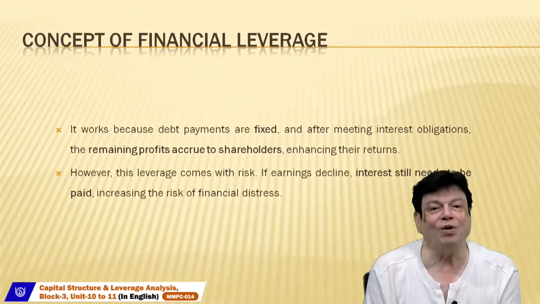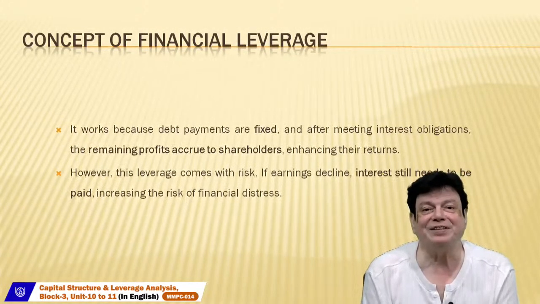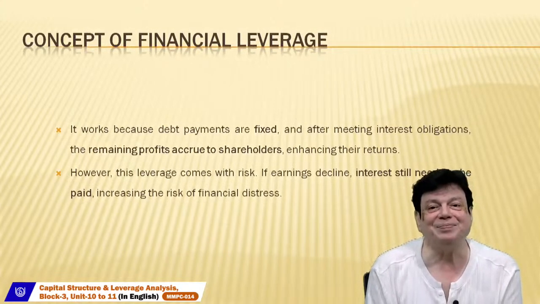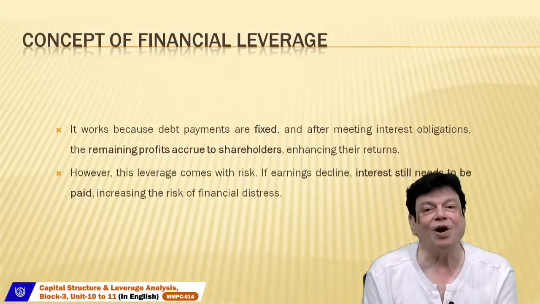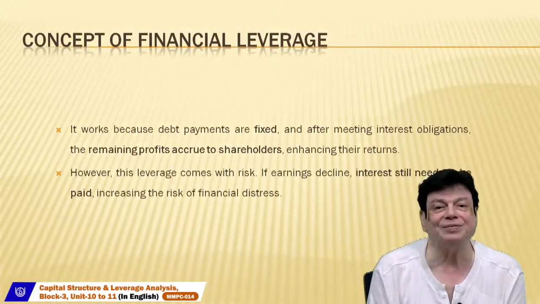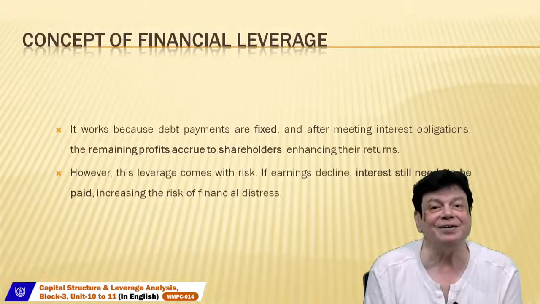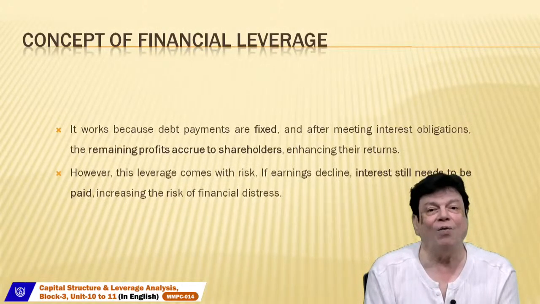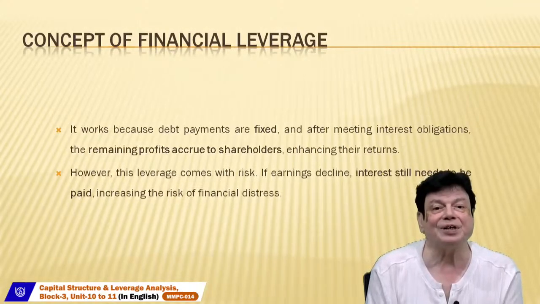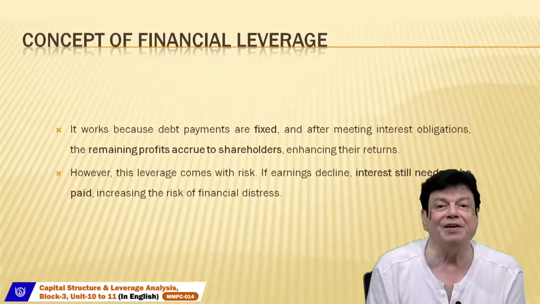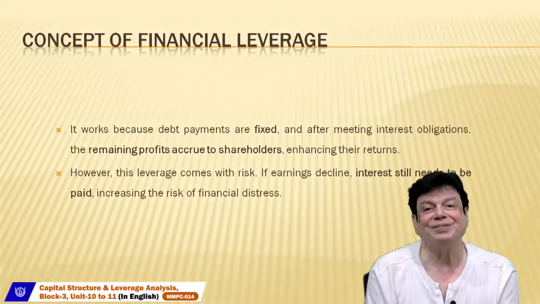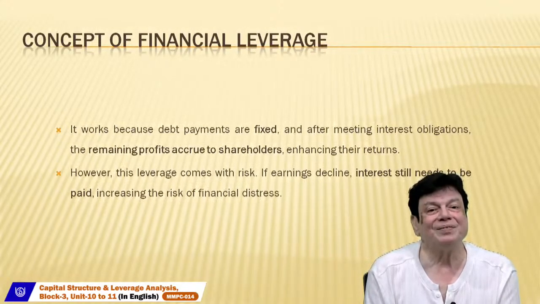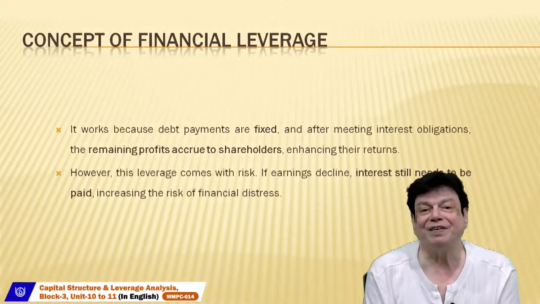The rise in equity return due to the use of debt is called financial leverage. It works because debt payments are fixed, and after meeting interest obligations, the remaining profits accrue to shareholders, enhancing their returns. However, this leverage comes with risk. If earnings decline, interest still needs to be serviced, increasing the risk of financial distress.